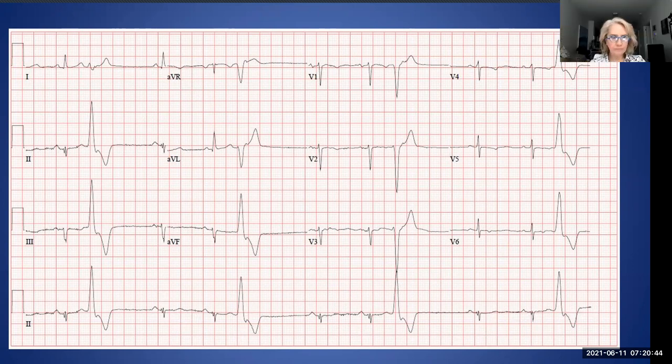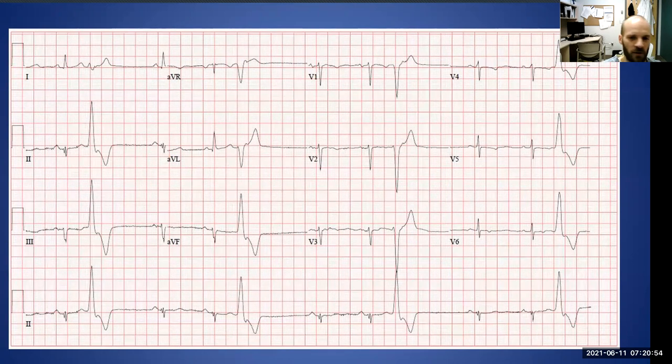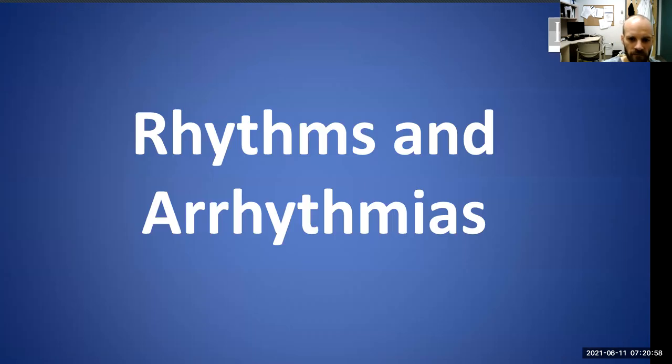Okay, great. So that's been a brilliant recap of what we did last time, and we're going to come back to the ECGs at the end of this session. So now, rather than just making some measurements, we're going to put these things into context and look at what these heart rhythms actually mean. So we'll look at rhythms and arrhythmias. Arrhythmias just means abnormalities of the heart rhythm.